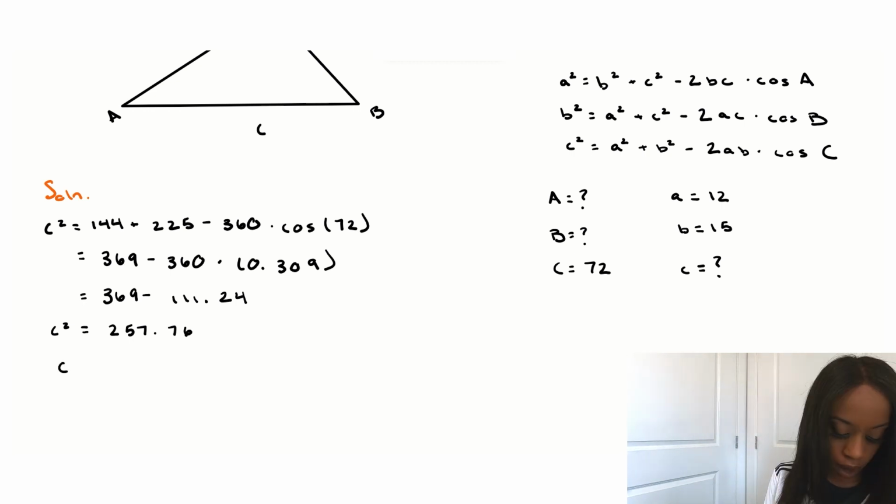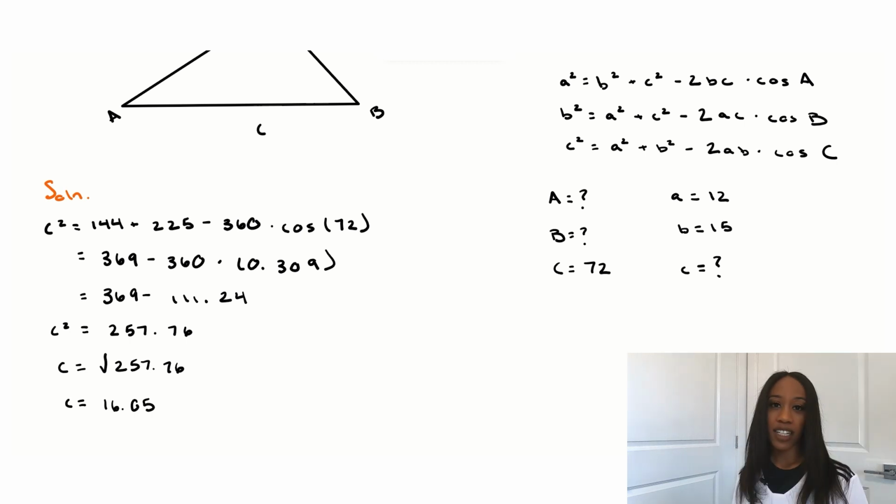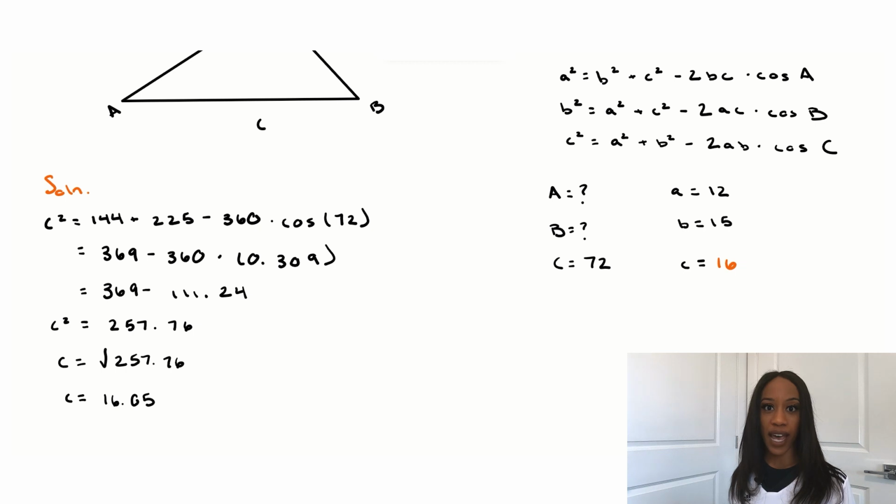257.76. Our last step requires that we square root both sides. And this gives us a final answer of 16.05. I actually want to round all of my answers to the nearest whole number. So for the purposes of this video, C equals 16. So at this point, we have all of the sides in our triangle, and now it's time to solve for angles A and B. Given the information that we have, we could honestly solve for angle A or B at this point. I'm going to go ahead and move forward with B first.